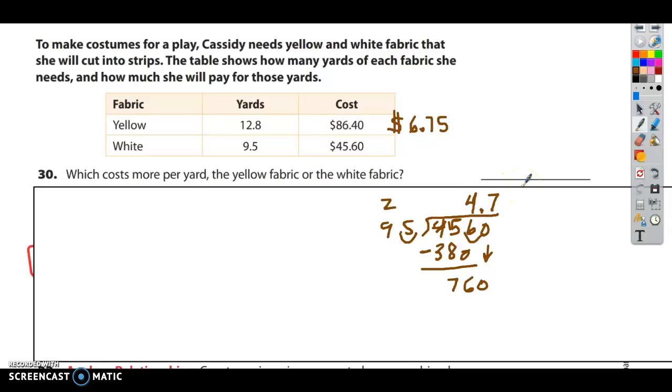I don't need to finish this problem because whatever this digit right here is, if it's a 9 or a 4 or whatever, it doesn't matter, because what's more expensive, 6.75 or 4 something? It's going to be 6.75.